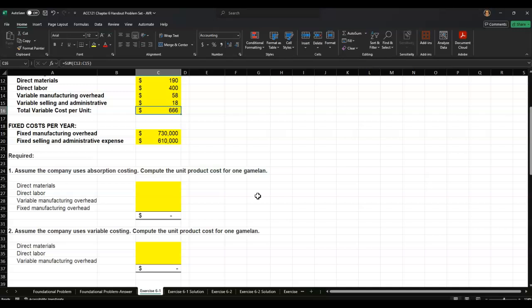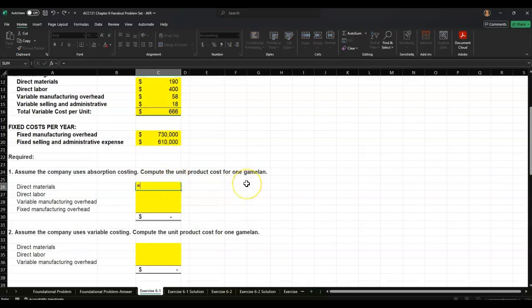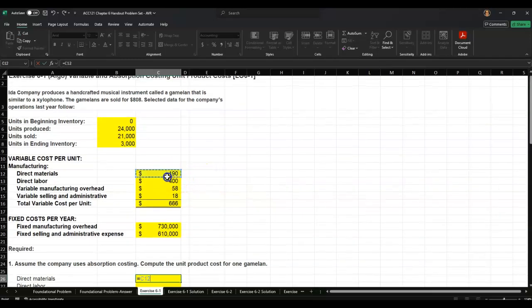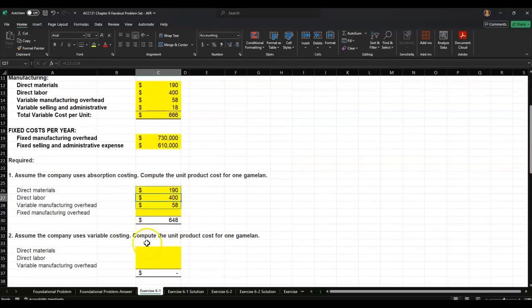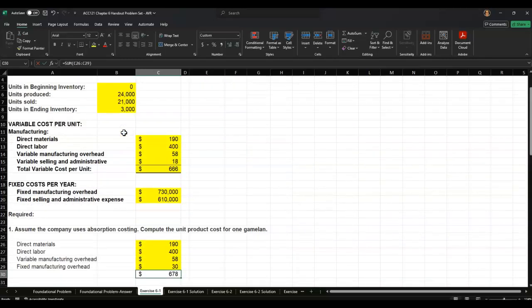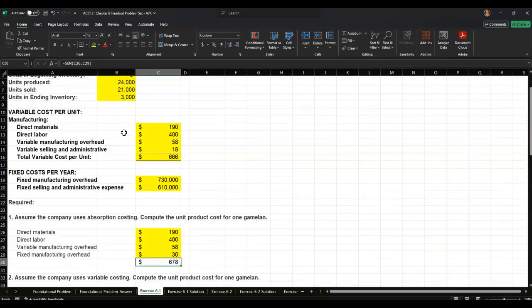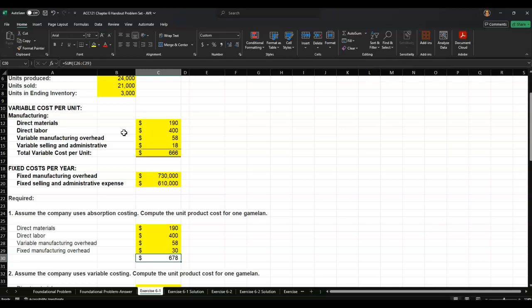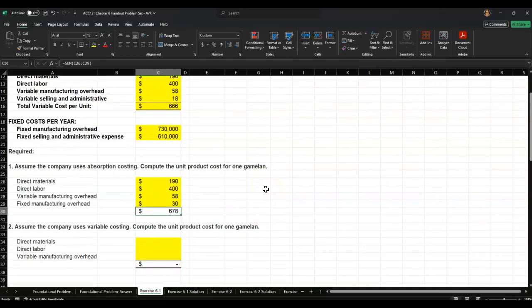So it says assume the company uses absorption costing. So now, again, think fixed manufacturing overhead is going into the cost of that product. So we're still picking up the direct materials, labor, and the variable manufacturing overhead. So materials, labor, variable manufacturing overhead. And now we've got this fixed manufacturing overhead number, where the fixed overhead divided by the total number of units produced is going to give us $678. Oh, there you go. Okay. All right, so we're getting a cost of $678 per unit.